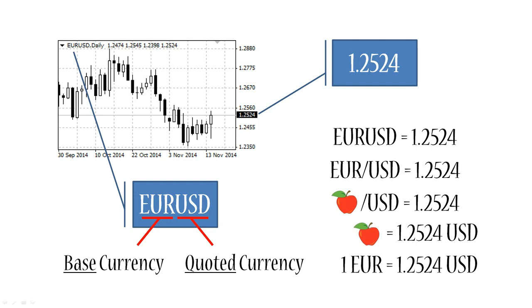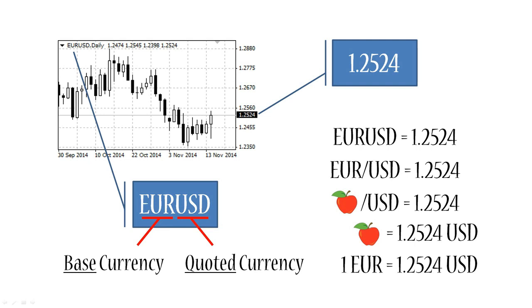And now, if we go back to the euro, we can quickly understand that the chart in fact represents the price of one single euro in terms of US dollars. So this means that at the point in time when the snapshot was taken, for 1 euro you would get 1.2524 US dollars. And conversely, to buy 1 euro you would need 1.2524 US dollars. And this principle applies to any currency pair.